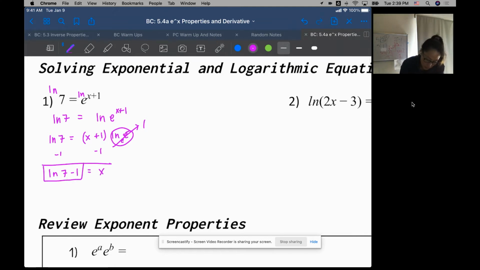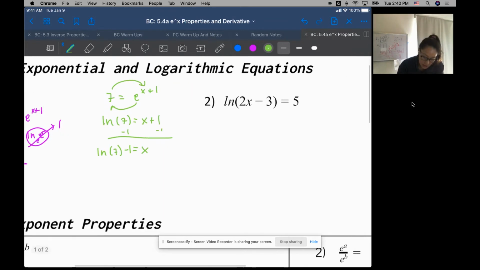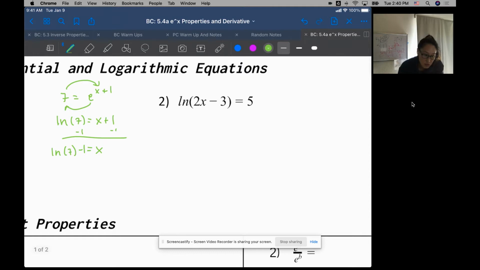Okay, what we also have seen in the past is another way to do this would be to snail, right? What I get is the ln, base e, ln has a base of e, of 7 is equal to x plus 1, then subtract 1 from both sides, so I get x is equal to the ln of 7 minus 1. Same. Okay?